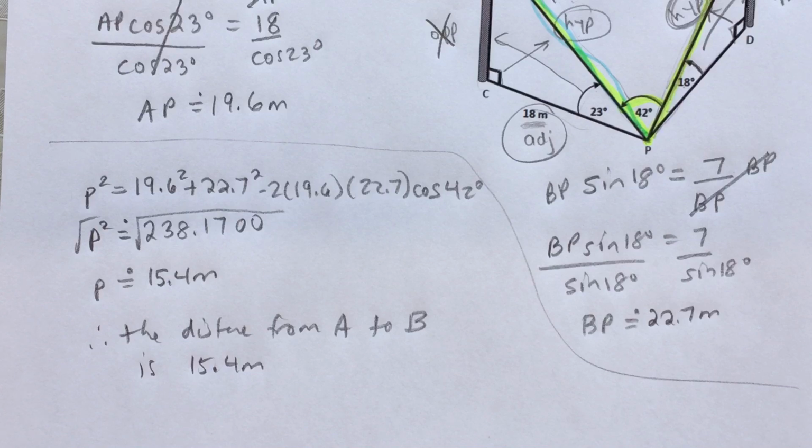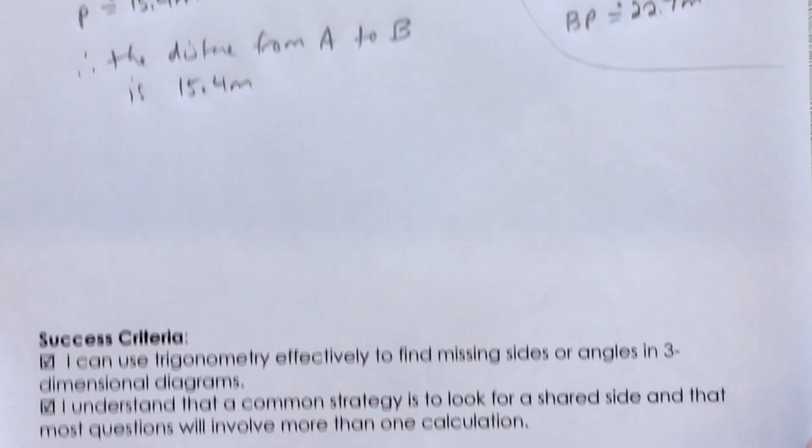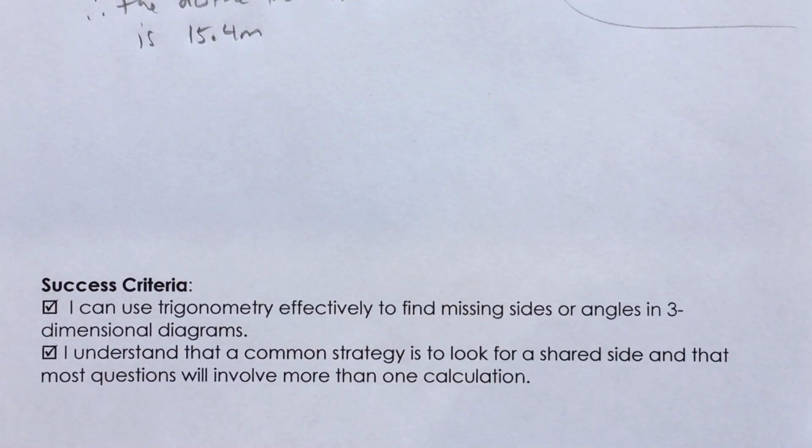You look for shared sides. You use information from oblique or right angle triangles to gather enough information to solve for what it is that you need. Our success criteria are that we can use trigonometry effectively to find missing sides or angles in three-dimensional diagrams, and understanding that a common strategy to look for is to look for a shared side, and that most questions will involve more than one triangle, more than one calculation.